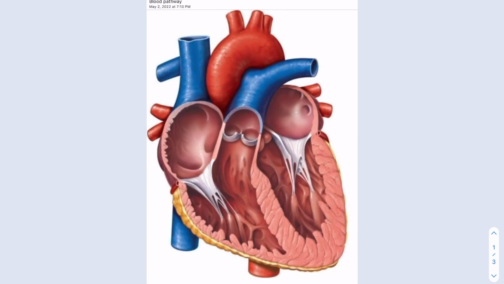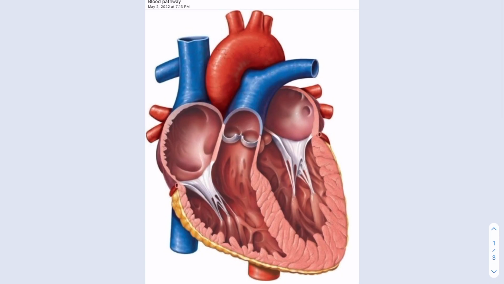Hello. In today's video, we're going to look at the pathway a red blood cell or blood takes from the superior vena cava or inferior vena cava to the aorta or to the different parts of the body. Okay, so let's get started.